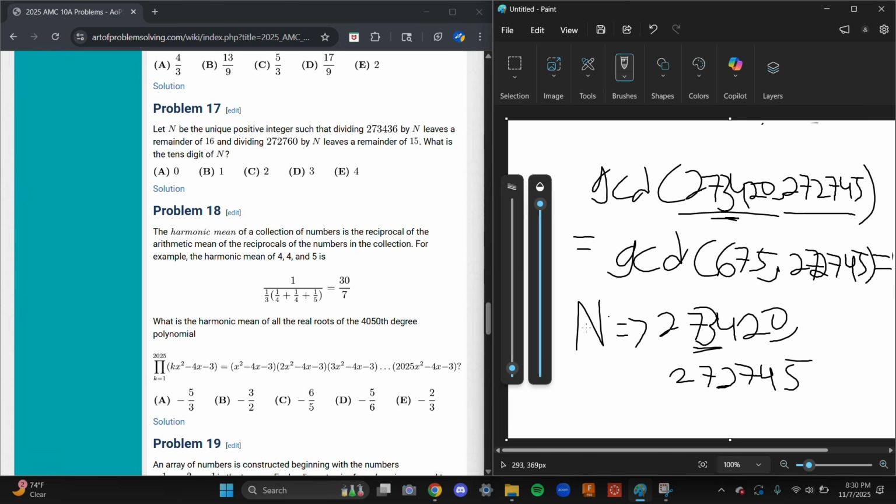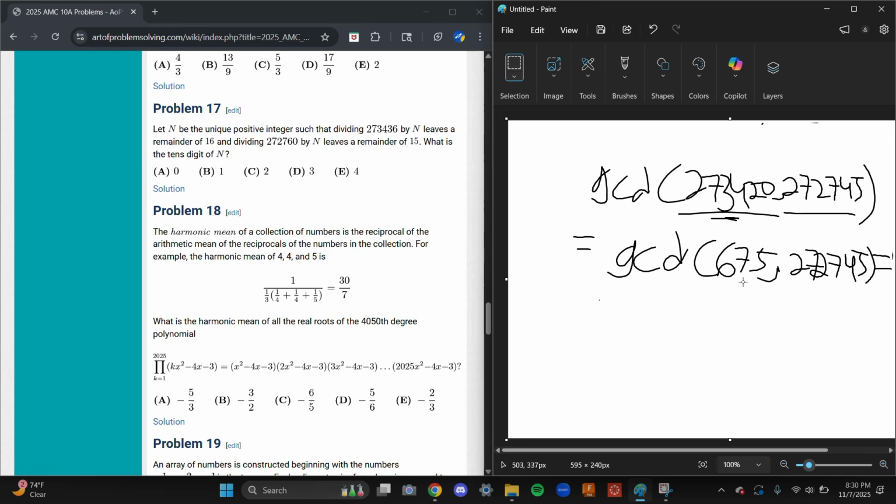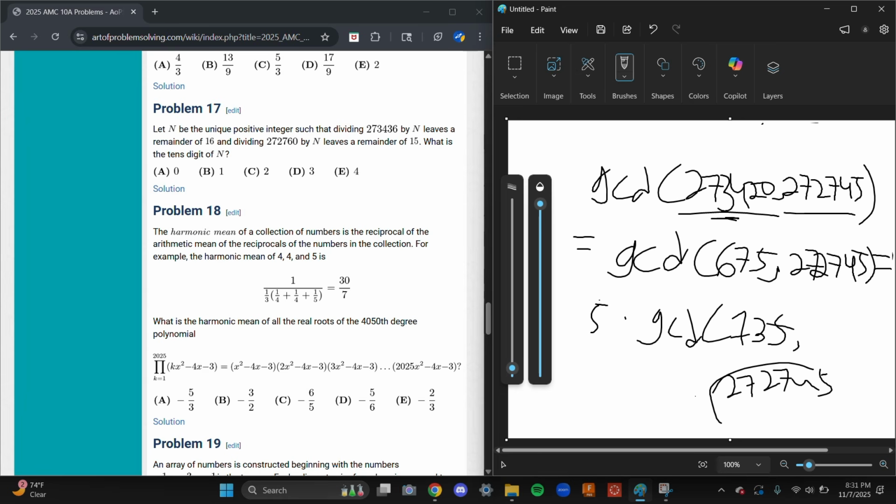Right. Now we can factor out the 5. So 675 divided by 5, that's going to be 135. So 135, right? I don't know why that took me so long. And then 272,745 over 5, I'm going to do that really quickly. That's 54,549.